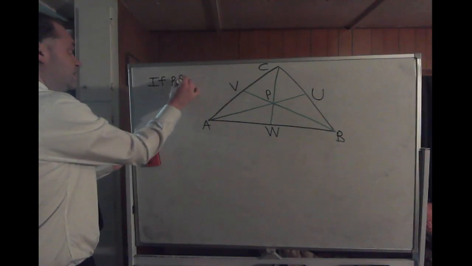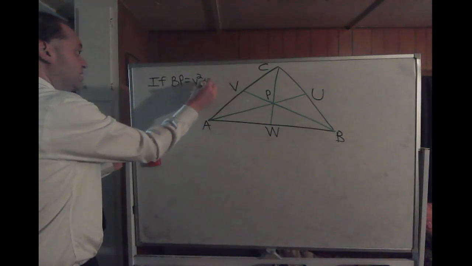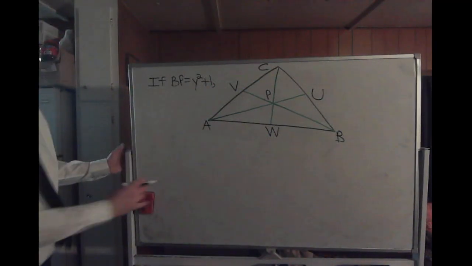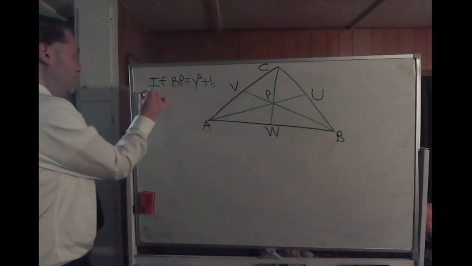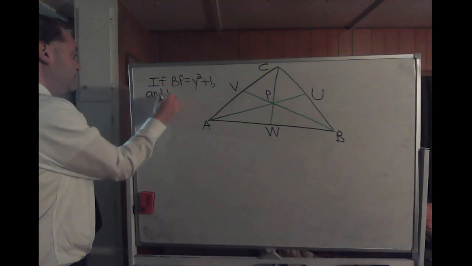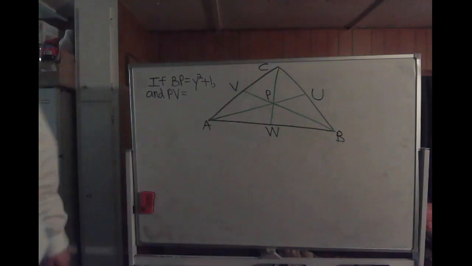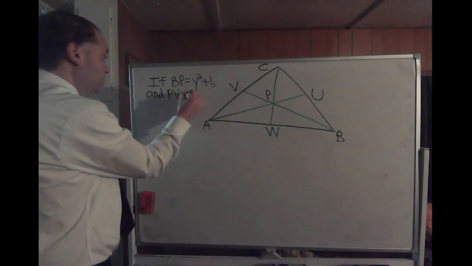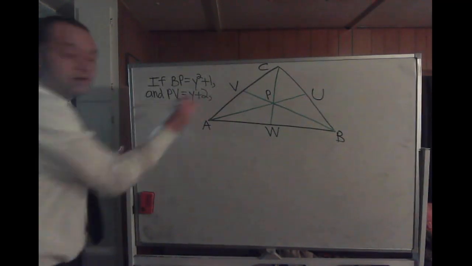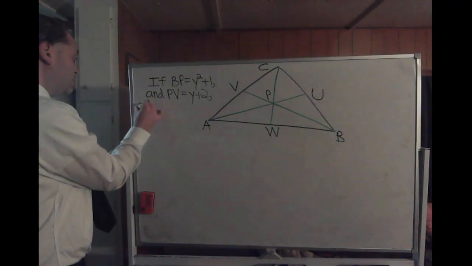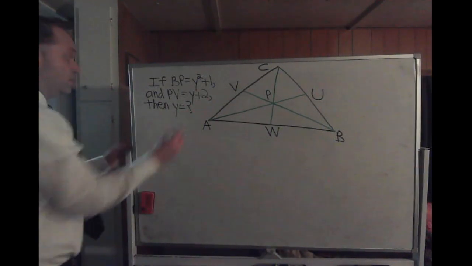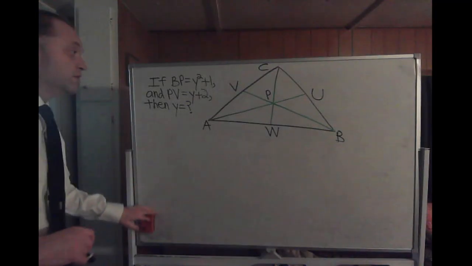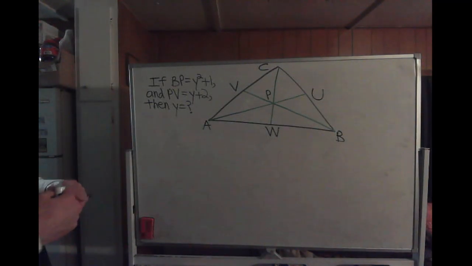If BP equals y squared plus 1, and PV equals y plus 2, then y equals what? Alright, this is going to be a very interesting one here. Let's take a look at this.